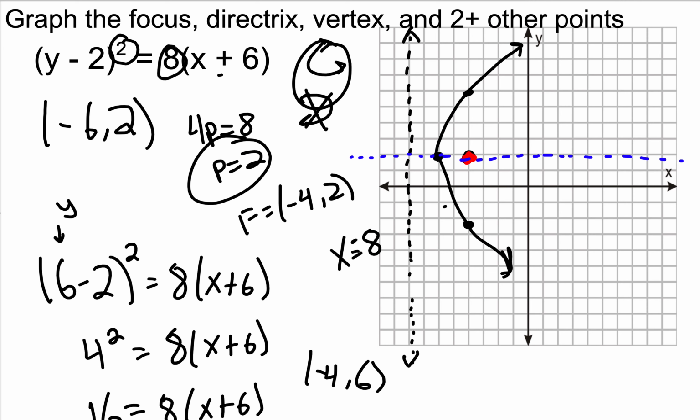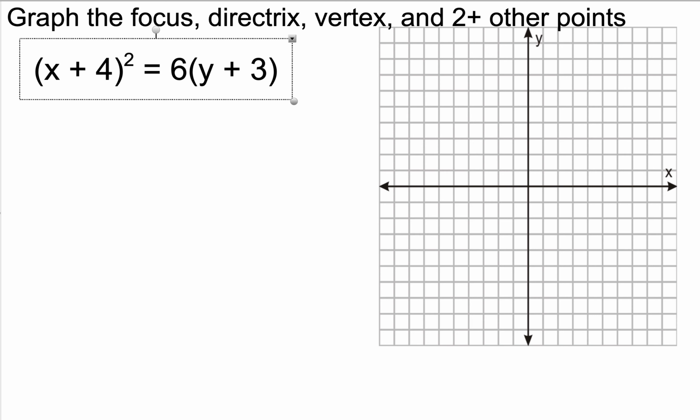All right, here we go. Moving on. And now what I have is this function right here. So this one is not going to be a matter of counting because of the 6 right here. So let's take a look. Again, square on here, so it's an up and down.